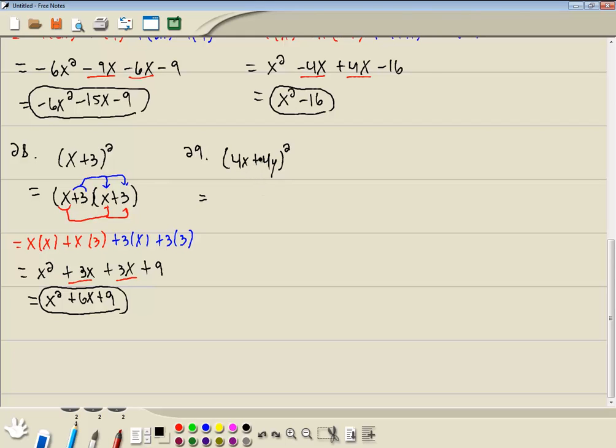Okay, now again, I cannot square the 4x and cannot square the 4y because of the plus in here. Everything inside has to be multiplication for you to do that. So all we're going to do is rewrite this. This will be 4x plus 4y times 4x plus 4y. Okay, so we're going to take our first term here, this 4x, and multiply it times each term over here, times the 4x and times the 4y. And then we're going to take our second term, the 4y, and multiply it times each term over here.